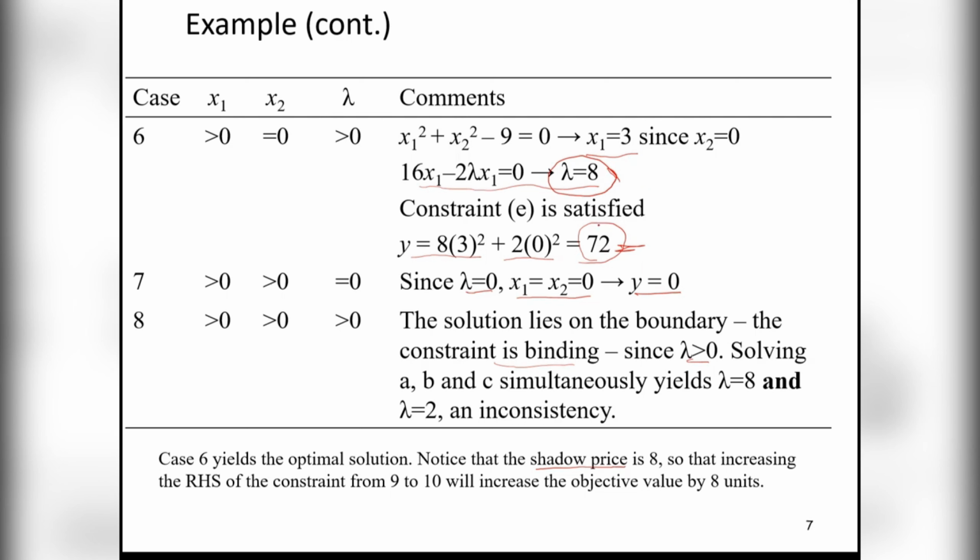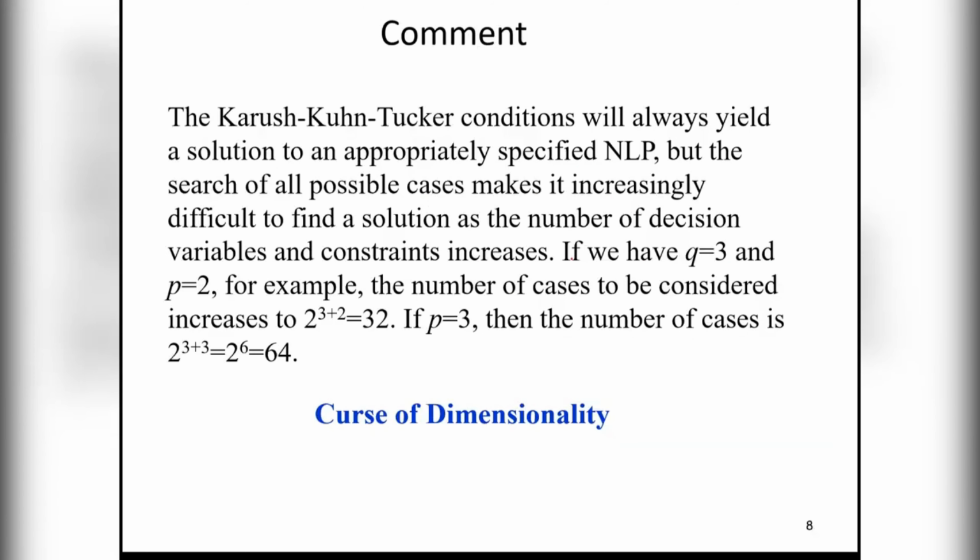So if that were the case, then this would be 80. These KKT conditions will always yield a solution to an appropriately specified, in this case nonlinear, programming problem, but the search for all possible cases makes it increasingly difficult to find a solution as the number of decision variables and constraints increases.